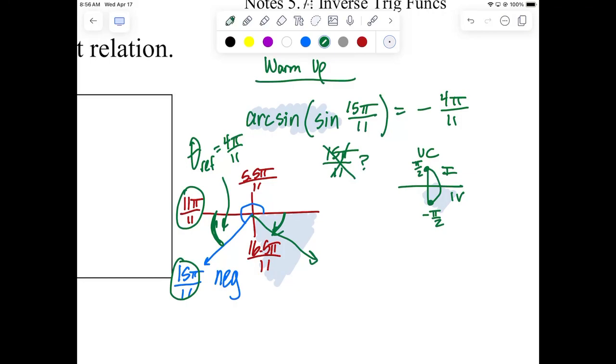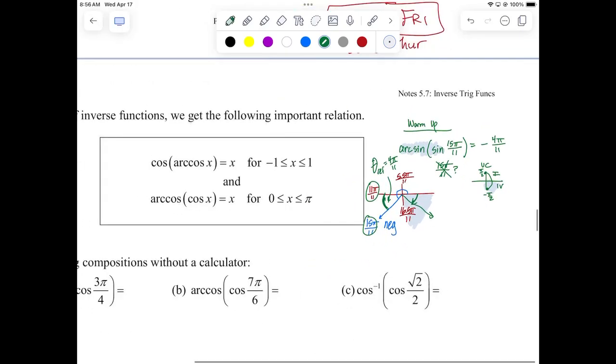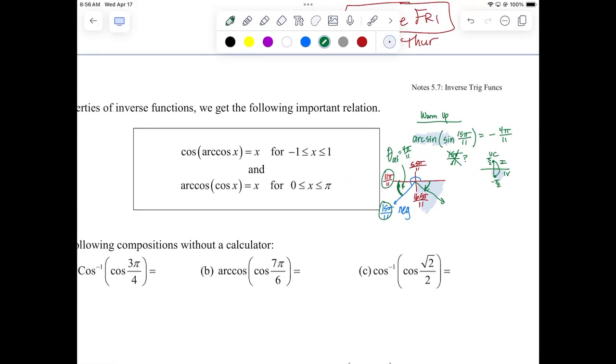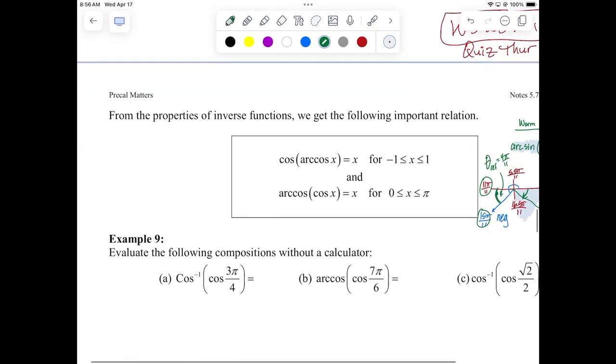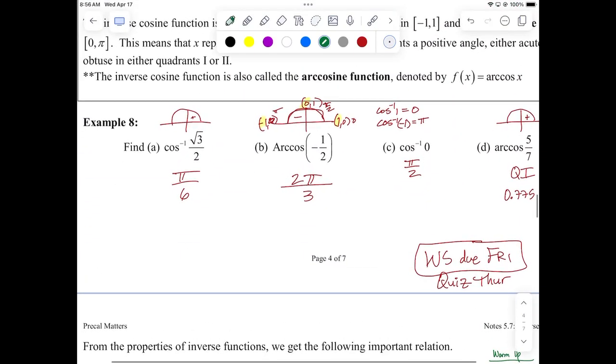So on the quiz tomorrow, how many questions like this? You'll have one for sine for sure. You'll have one for cosine for sure. I'll probably give you about 5 questions on the quiz. So let's pick up with example 9. I think that's where we are.